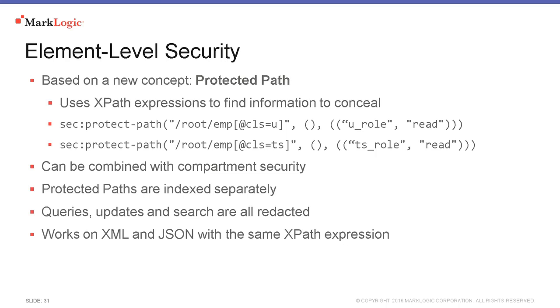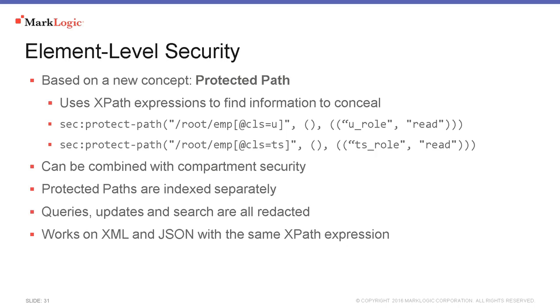And we don't know how data will show up. So we address that by using XPath expressions. So we'll create a rule. For instance, the function is called protected path. And I'm saying that any element that has the classification unclassified requires the role, unclassified role, to read.